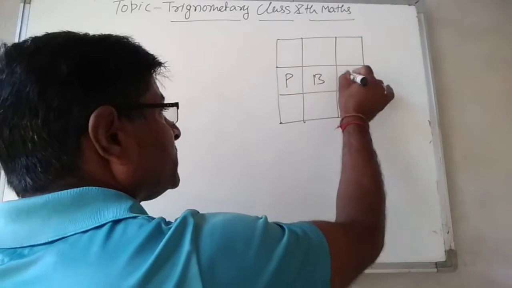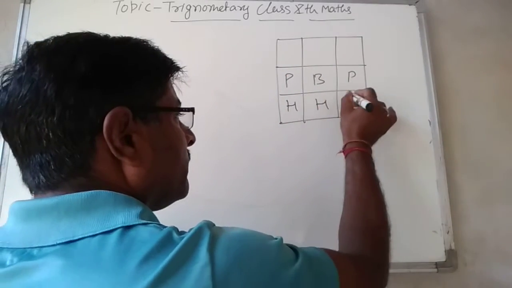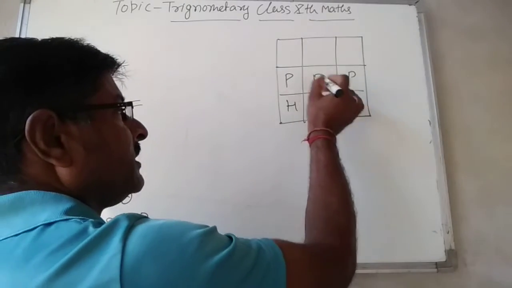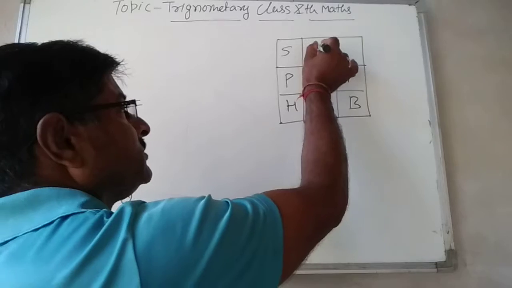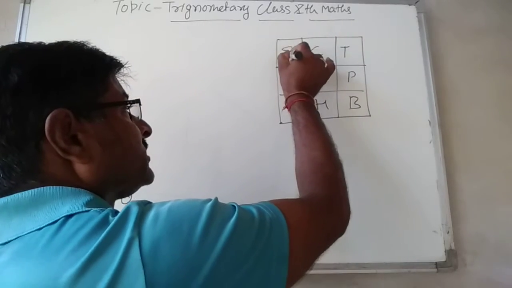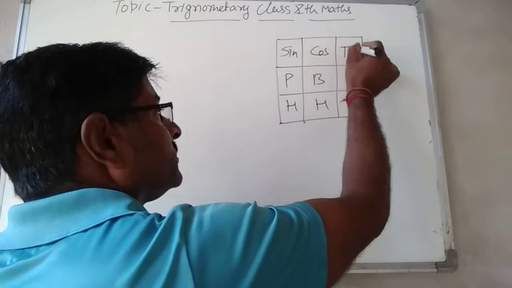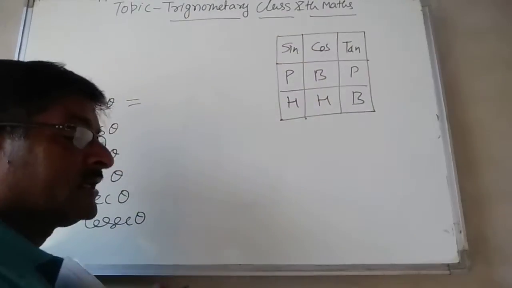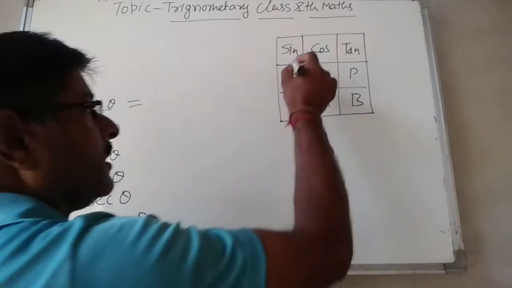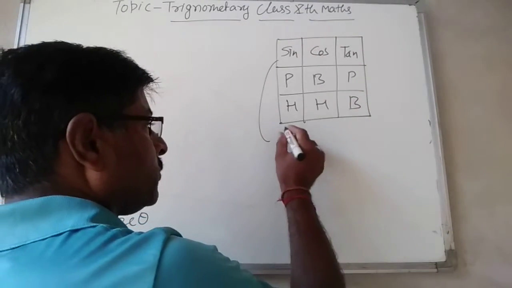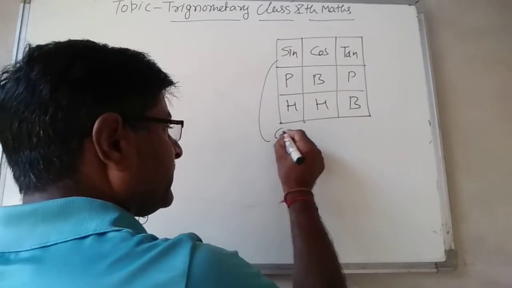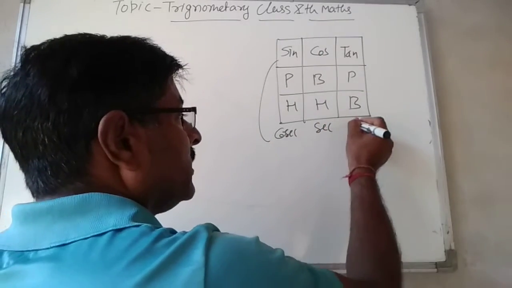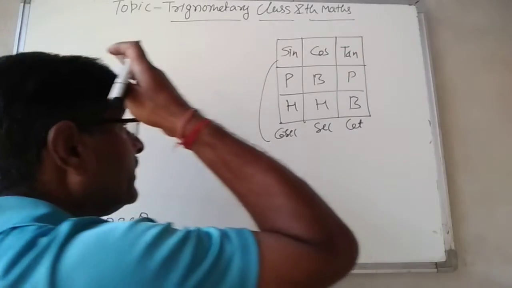पंडित बद्री प्रसाद हर बोले. H means hypo, P means perpendicular, B means base. सोना चांदी तोले. S means sine, C means cos, T means tan. The other 3 ratios are the reciprocal of these 3 ratios. The converse ratio, reciprocal ratio of sine is cosec. Cosec is reciprocal of sine and cot is reciprocal of tan.